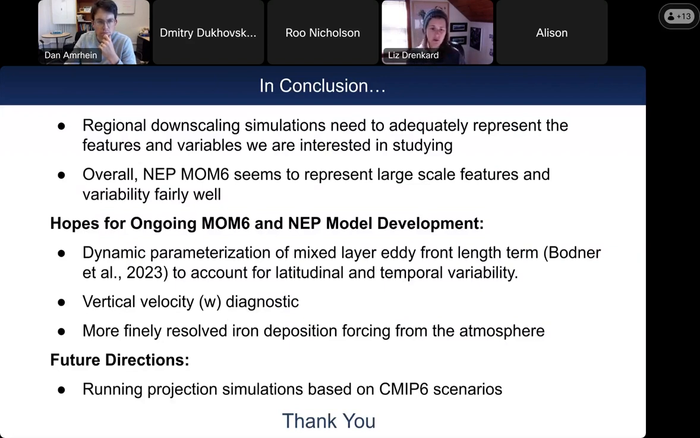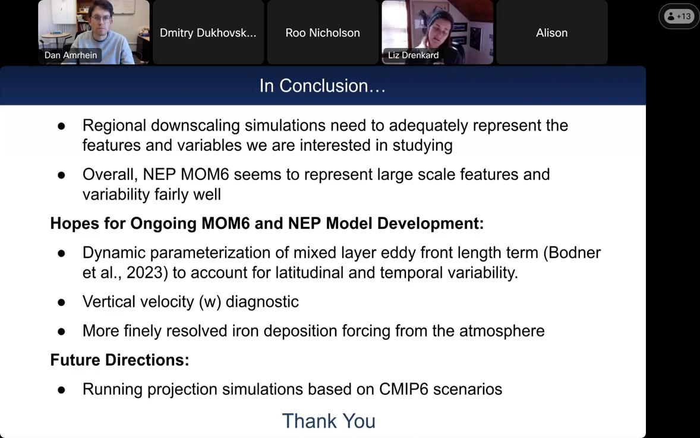Personally, going forward with MOM6 and NEP model development, there are a few aspects of the model that I'm really excited to see evolve. One of them is dynamic parameterization of the mixed layer eddy front length term, because it varies spatially and temporally, and to have that dynamically in the model, I think would help with some of our mixing issues that I've been tuning. And then also getting a W diagnostic for vertical velocity that's not currently produced by the model, which would be really useful for doing upwelling analyses. Those two things, I'm not the one who gets to do them. That's our ocean group and fellow developers.